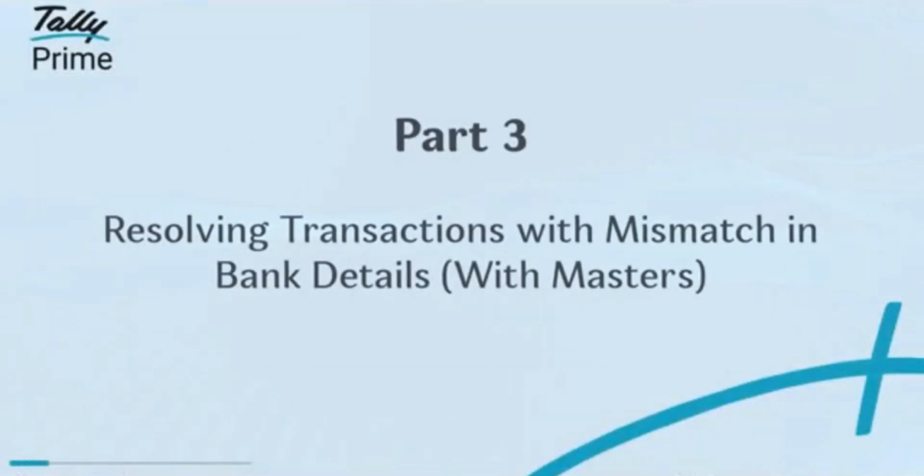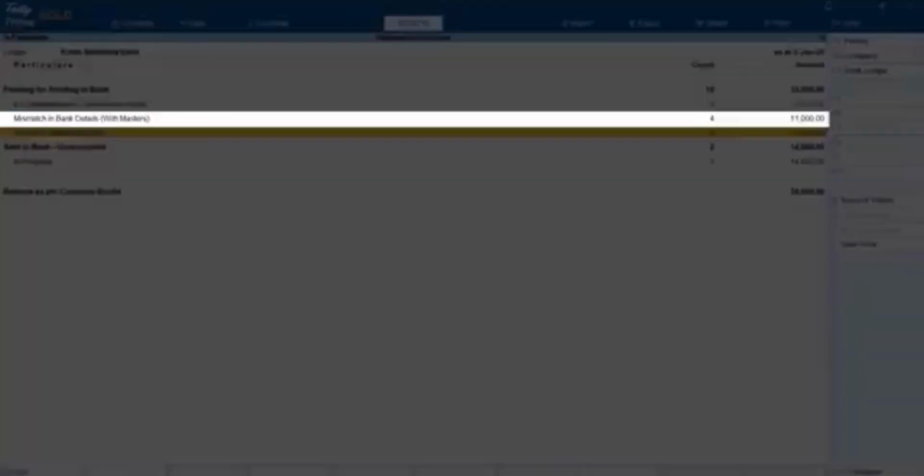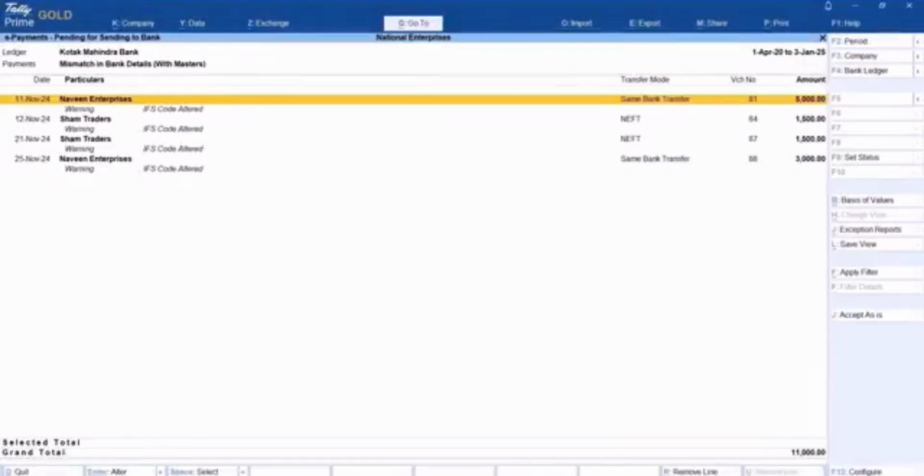Similarly, you can resolve transactions with mismatch in bank details with masters. Drill down from Mismatch in Bank Details with Masters. If the party bank details entered in the bank allocation do not match the bank details provided in the party ledger, then the transaction is found in this section.